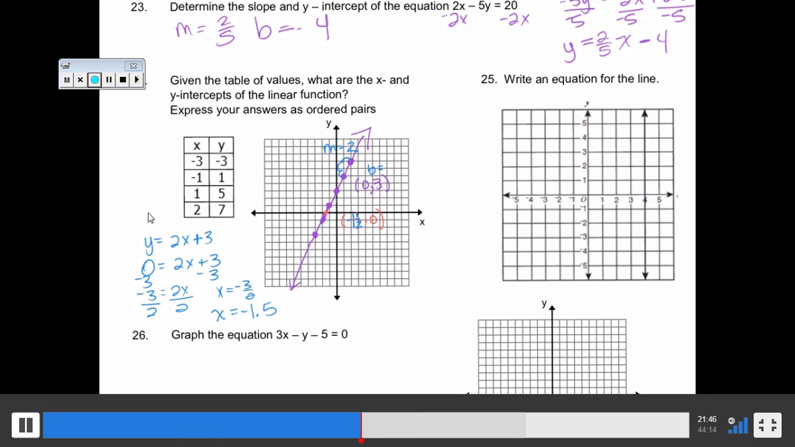Okay, so for 25, we need to write an equation for the line below. This is the line that we are looking for. Since it is a vertical line, it's going to start with x equals, and it goes through x equals 4. That is going to be the equation for the line. If it had asked for the slope, it is undefined. So we use bucks for that.